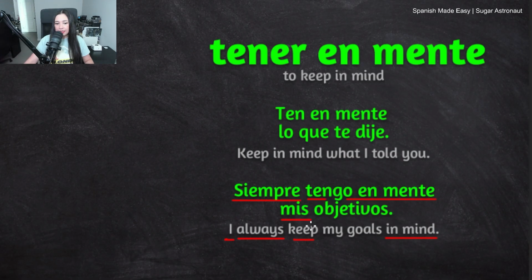Mis means my. Objetivos, that means goals. I'm using mis because this is a plural noun, so we need to say mis, okay? Not me. That's used for singular nouns. We have a plural situation here, plural nouns, more than one goal, and that's why we need mis. Mis objetivos means my goals.